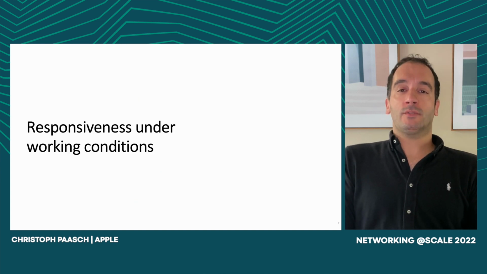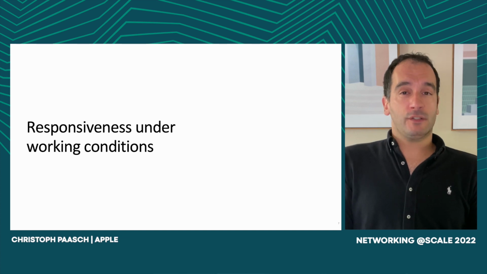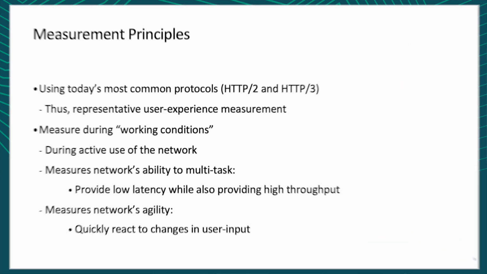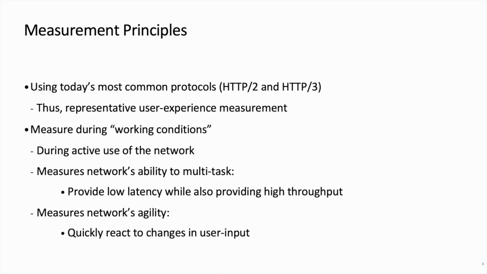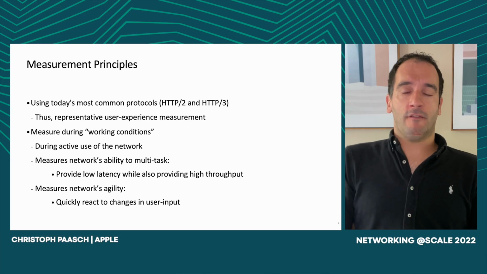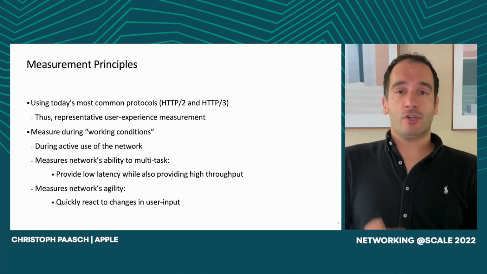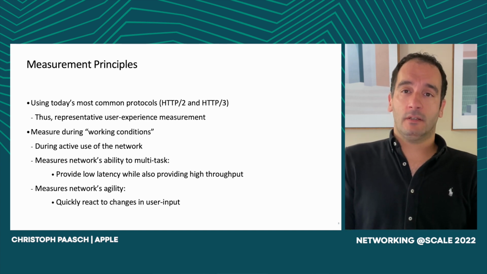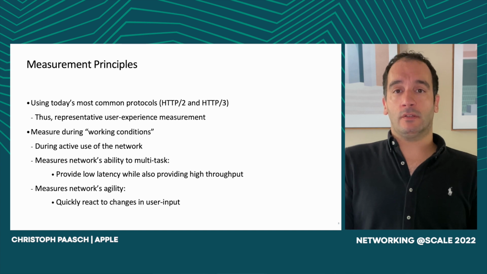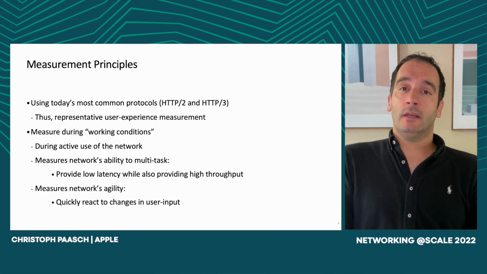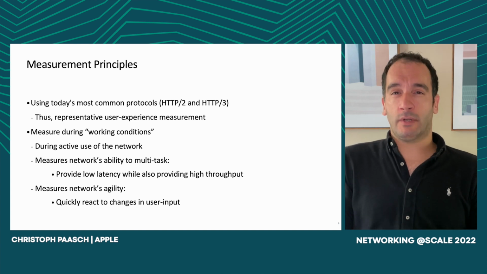Let me explain what is responsiveness under working conditions. First of all, the measurement principles. We believe that it is important that responsiveness uses today's most common protocols, like HTTP 2 and HTTP 3. Whenever I'm browsing the web, I use HTTP. But it's not just web browsing. Anything on the internet today is primarily HTTP. If I have an app, the app uses HTTP to fetch data from the internet. If I'm watching a movie, it is using HTTP. So running a latency measurement or a responsiveness measurement on top of HTTP is a realistic and representative user experience measurement.